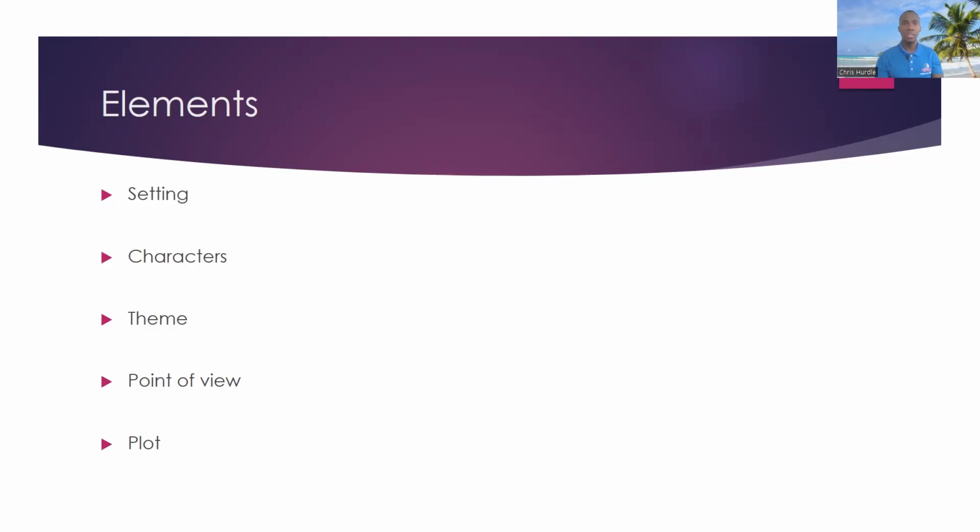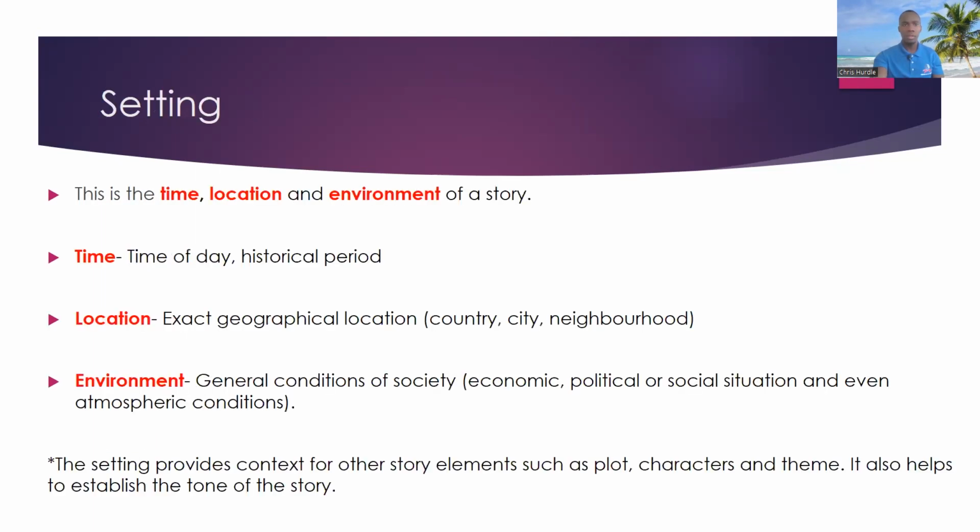So these are some important elements here that you need to bear in mind when it comes to short story writing. So you have setting, characters, theme, point of view, and plot. And we are going to go through each one and analyze each category, right? But these are some very important elements when it comes to short story writing. So first of all, setting.